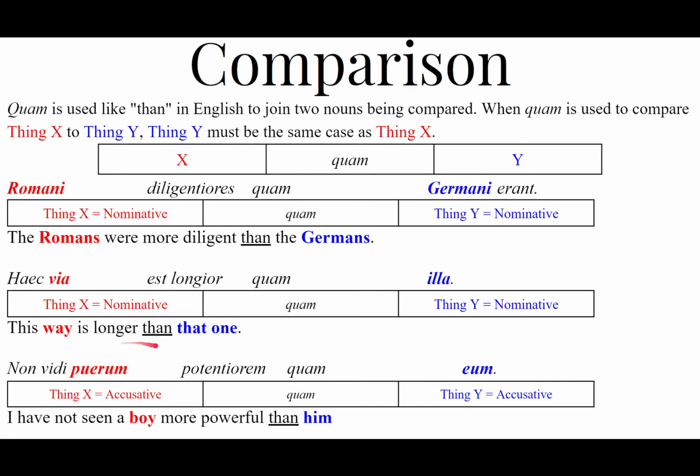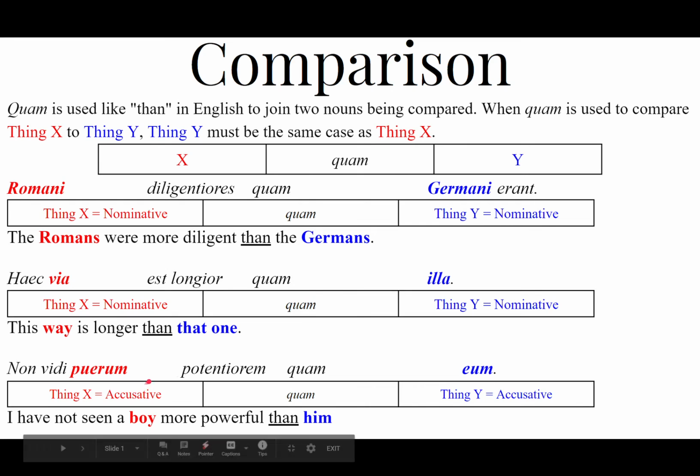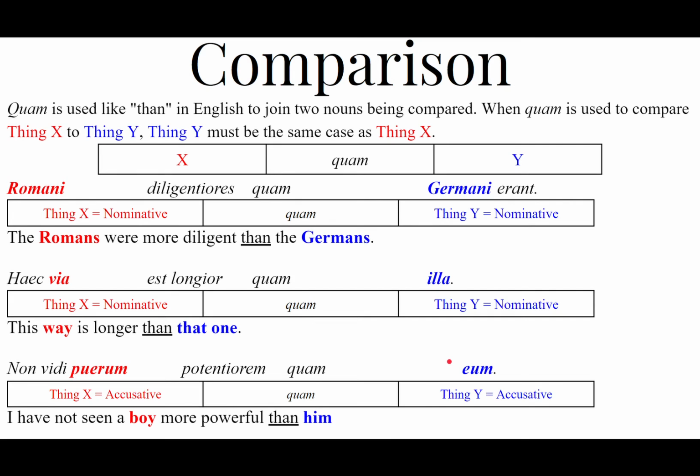Non vidi puerum potentiorem quam eum. So non vidi, I have not seen, a accusative direct object, puerum. Potentiorem, stronger, more powerful, the comparative of potens, potentis, accusative singular masculine. Quam eum. There's the than, quam, and then thing Y. We're comparing thing Y to thing X, so thing Y must be the same case as thing X. Thing X is accusative case, puerum. Thing Y must also be accusative case, eum, than that one. I've not seen a boy more powerful than that one, than him.